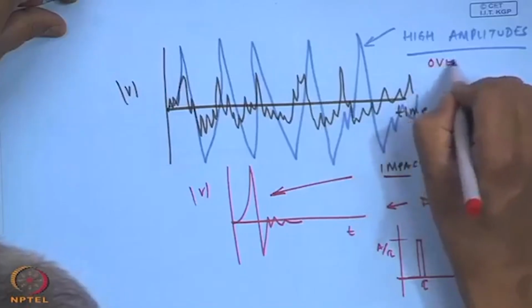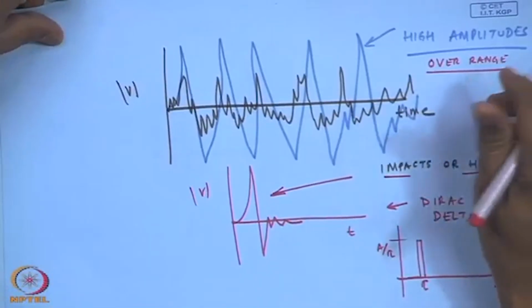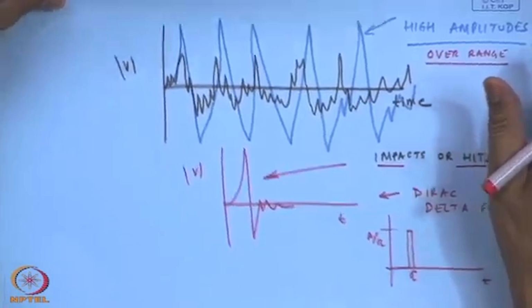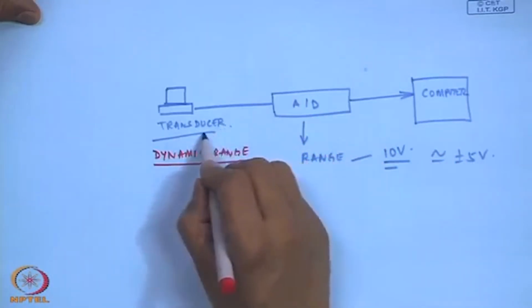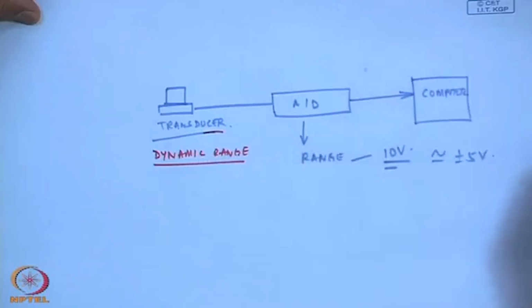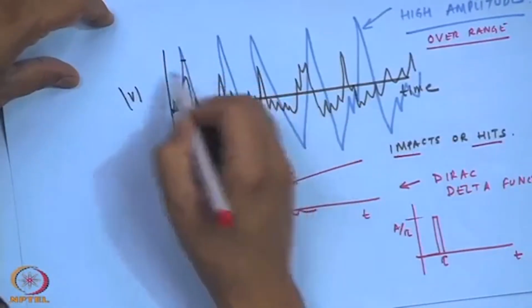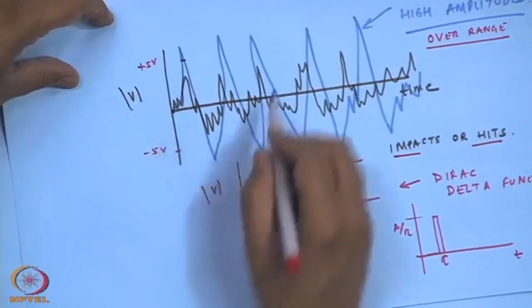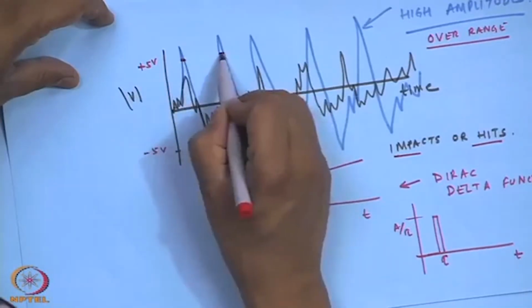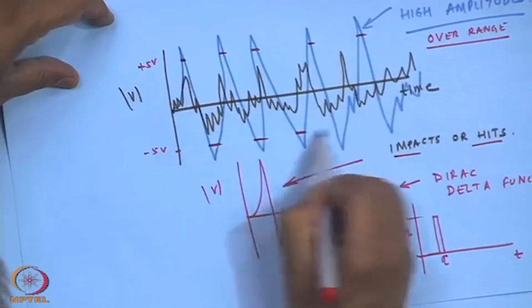So, there may be a case where I will overrange, go beyond the capacity of the transducer. In such a case, what happens? These signals will be truncated, because my A to D system will understand this is plus 5 volt and this is say minus 5 volt. So, the A to D card will not try to understand anything beyond plus 5 or minus 5.